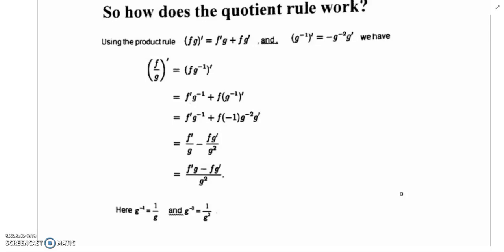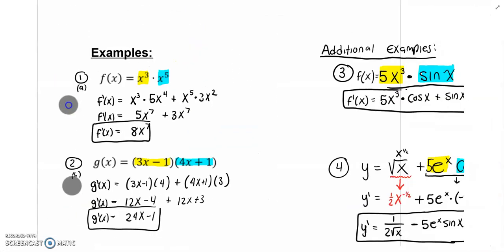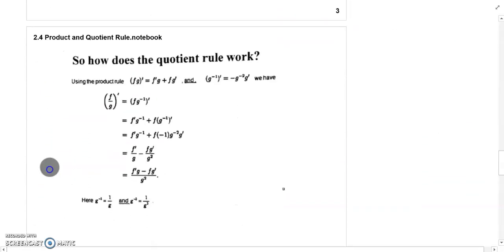Everyone, welcome to the second part video on the product and the quotient rule. Just as a reminder, if you want to follow along with this video, you should have a note sheet called 2.4 Notes, Product and Quotient Rule. And we are just continuing from the previous page. This was the end of the last video, examples of product rule, I should say.